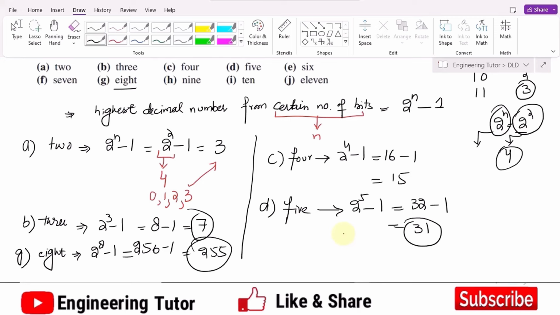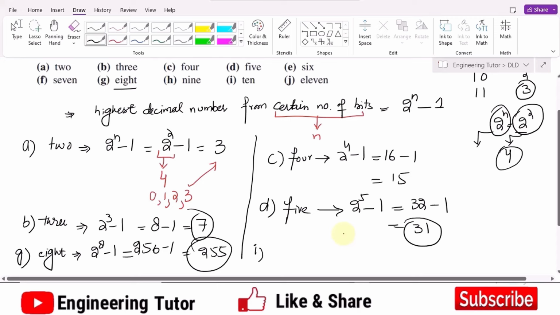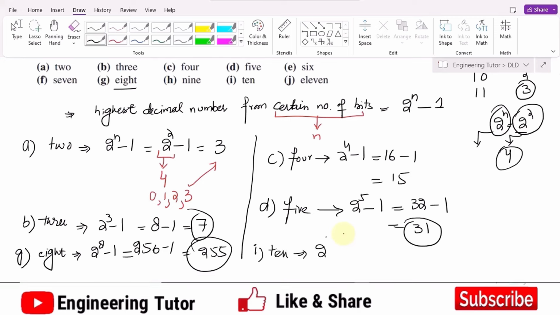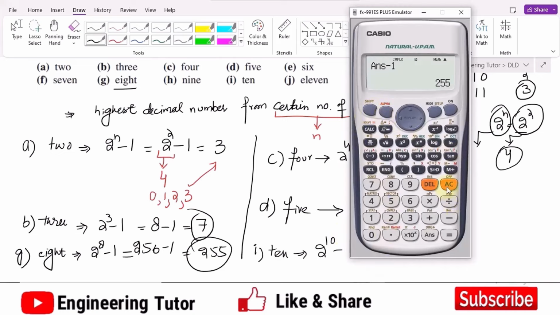Similarly, in I we have 10. Okay, so 2 raised to the power 10 minus 1. So let me use the calculator again for 2 raised to the power 10. So it will be 1024. 1024 minus 1, okay, or 1023 is the highest decimal number which can be represented by 10 bits.